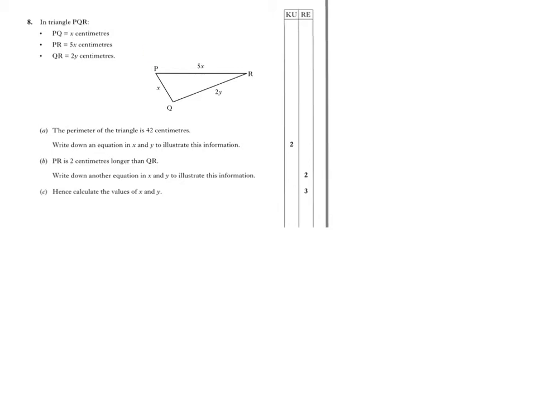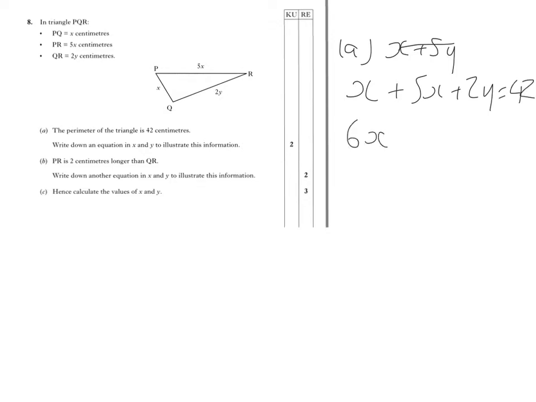Well, that's pretty simple. So if I start, for example, here, from here to here, right round to here is 42 centimetres. So in terms of an equation, it's just x plus 5x plus 2y is equal to 42. Now, take an opportunity there to simplify that. That would be 6x plus 2y is equal to 42.